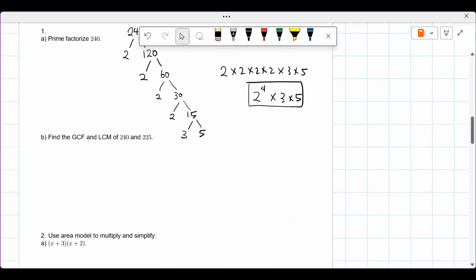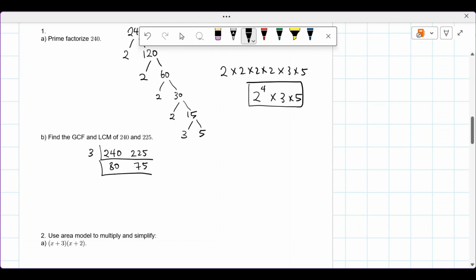Find the GCF and LCM of 240 and 225. So in order to find the GCF and LCM, we need to use a table. Let's divide both numbers by the smallest prime number possible. Well, 2 is the smallest prime number, but 225 is not divisible by 2. So let's skip 2. And the next one is going to be 3. Both numbers are divisible by 3. So let's do 240 divided by 3, which is 80. And 225 divided by 3, which is 75.